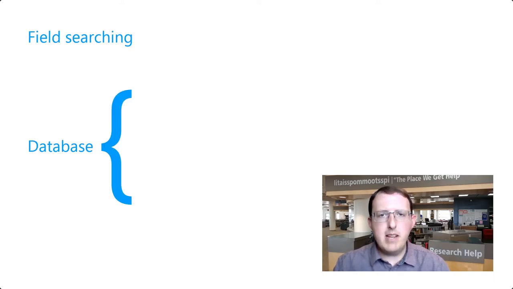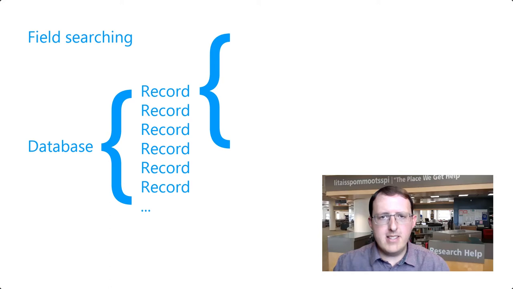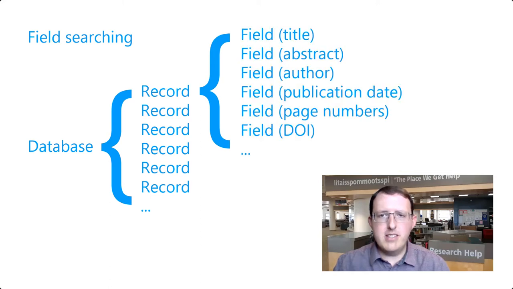In this video, we'll have a look at how field searching works. Databases are made up of many, many records, each record corresponding to an item such as a book or journal article. Records are comprised of fields containing information such as title, authors, publication date, volume and issue number, page numbers, source type, digital object identifier or DOI, and publisher.